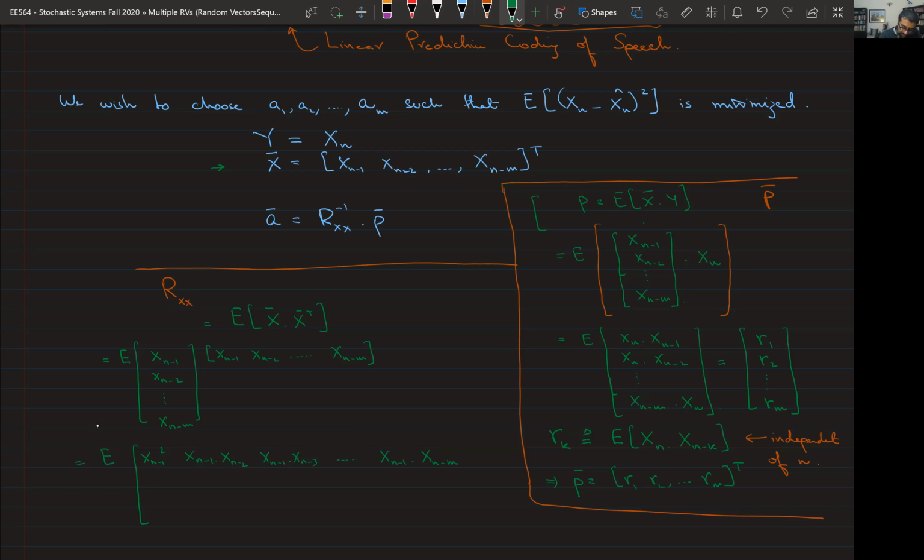What about the second row? Second row is going to be x of n minus 2 times x of n minus 1, then x of n minus 2 whole squared, and then x of n minus 2 times x of n minus 3 all the way up to x of n minus 2 times x of n minus m, all the way up to the last row, which is going to be x of n minus m times x of n minus 1, and so on, all the way up to x of n minus m whole squared.